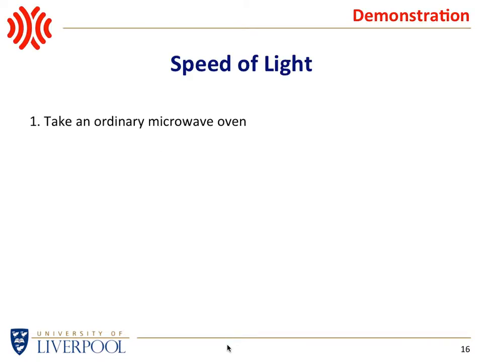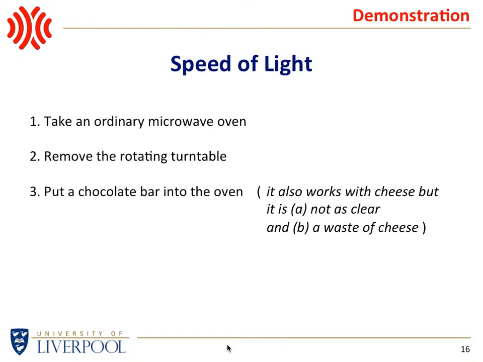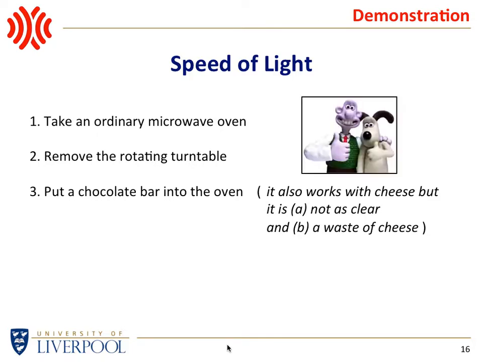What we've done is take an ordinary microwave oven. We've removed the turntable because we want the chocolate to stay still while we're doing this experiment. Otherwise, it'll keep moving through these hot spots. We put chocolate in there. It will work with those. It will also work with cheese. Not as clear with cheese, and it's also a waste of cheese, which means it doesn't get the approval of Wallace and Gromit for wasting cheese.